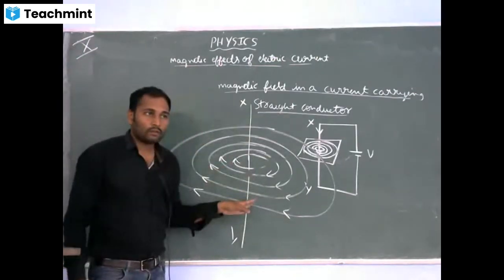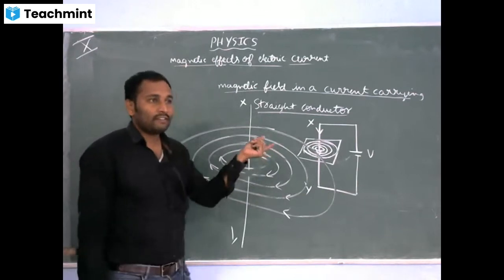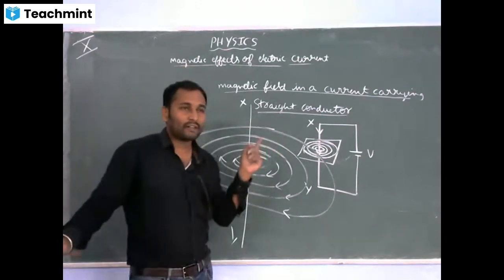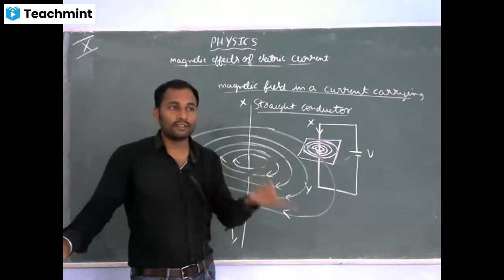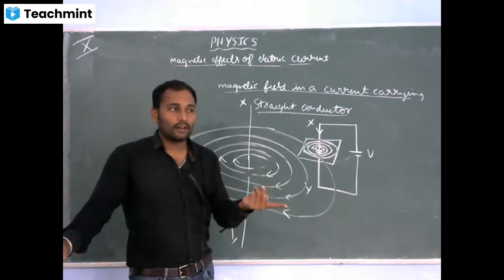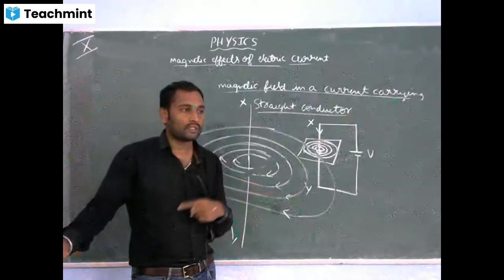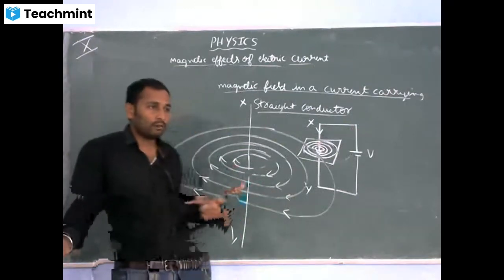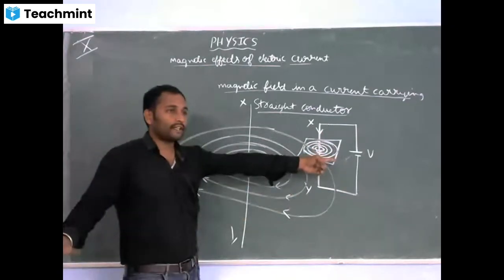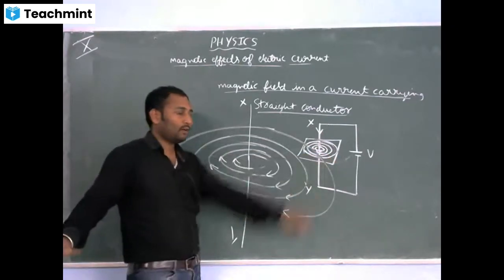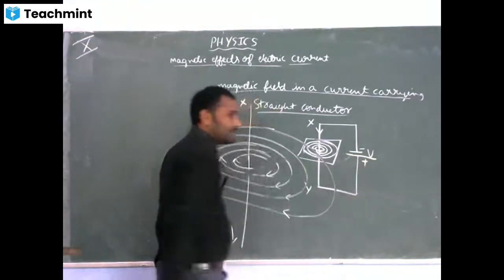Clear? So in the previous experiment, when the current is flowing from north to south, the deflection of the compass needle is towards east. And if the current is flowing from south to north, the deflection is towards west. So now, here also I will reverse the direction of current. How will I reverse? This I will make negative, this I will make positive.